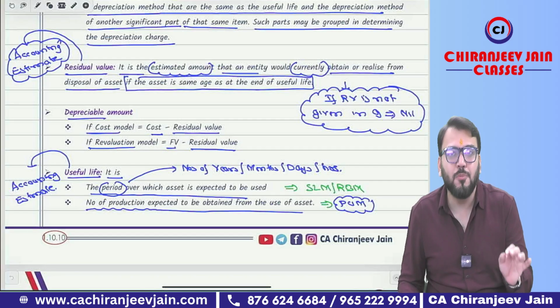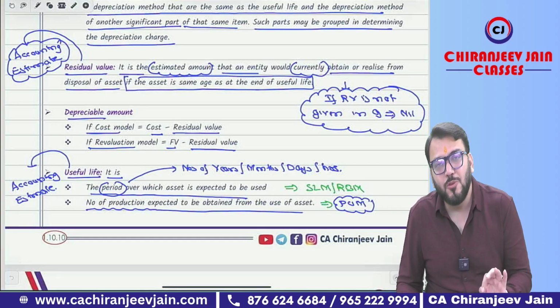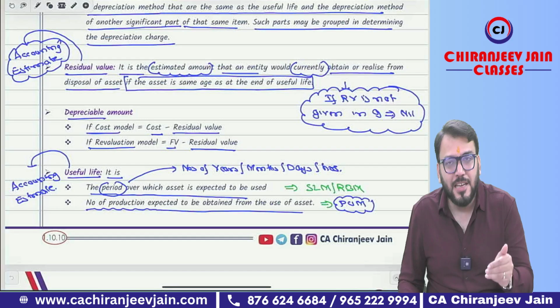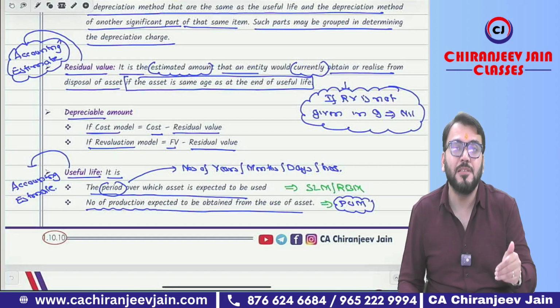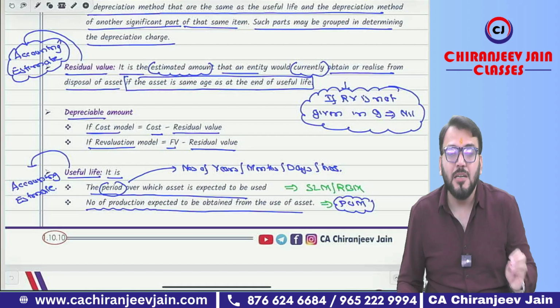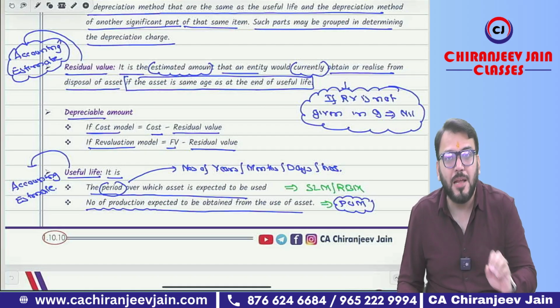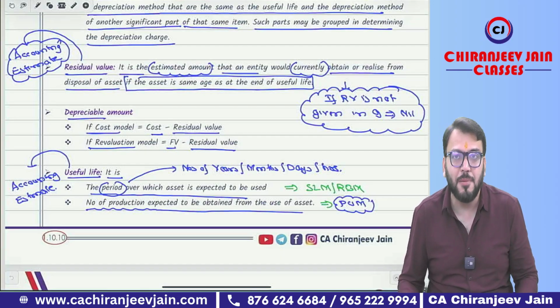Now, from the examination point of view, residual value and useful life will always be given in the question. However, useful life can be given either in terms of years or any period, or in terms of production. Whenever useful life is given in terms of period, we can apply SLM or RBM. If it is given in terms of production, then we can apply the production unit method. It means there are three methods of depreciation: SLM, RBM and PM.